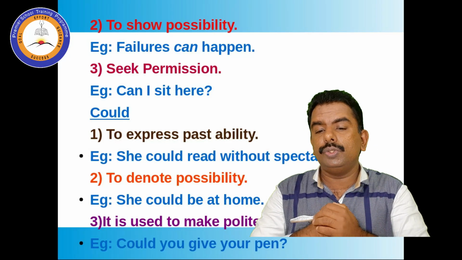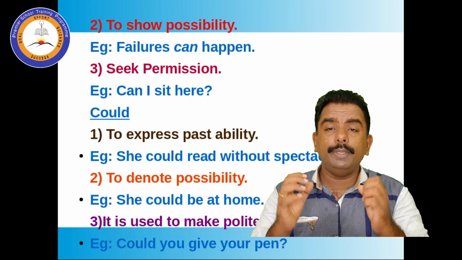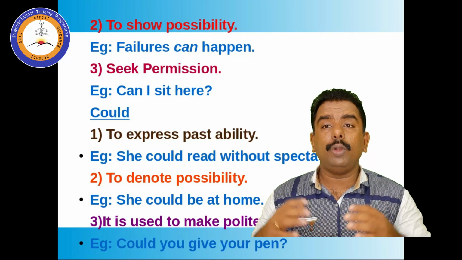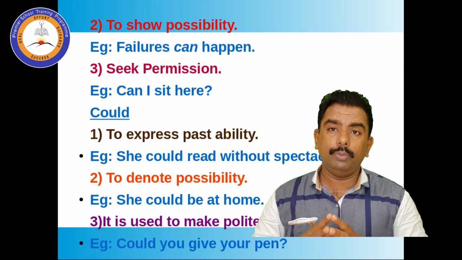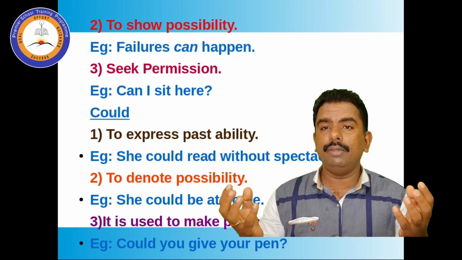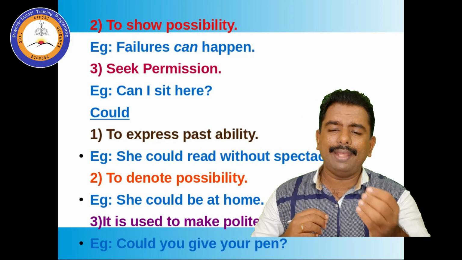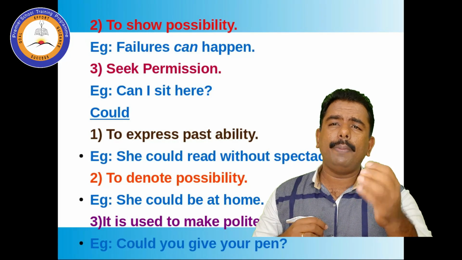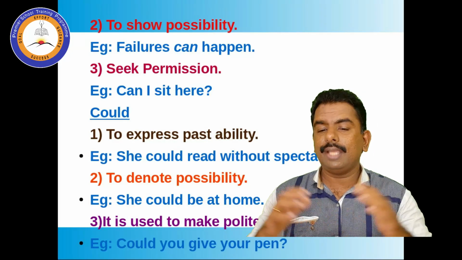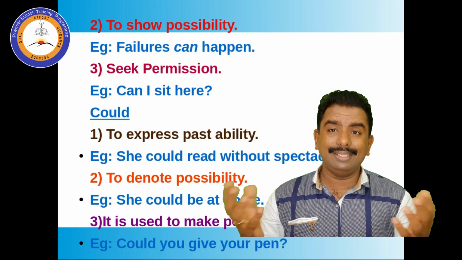Second one is to denote possibility. She could be at home. Third one is it is used to make a polite request. Could you give your pen? Could you spend some time for me? These kinds of polite requests use could.